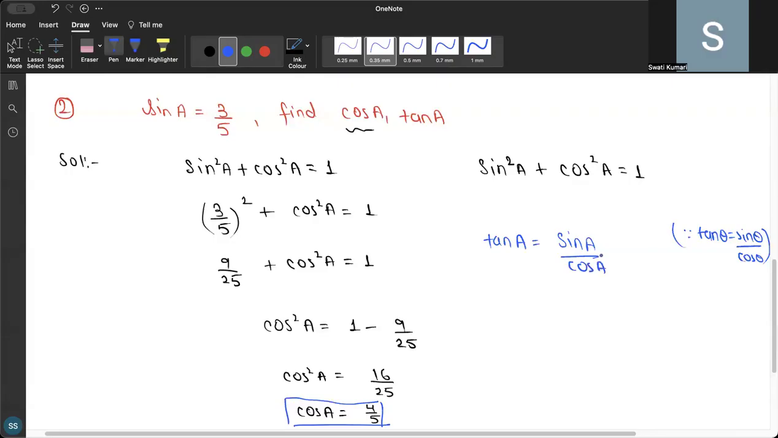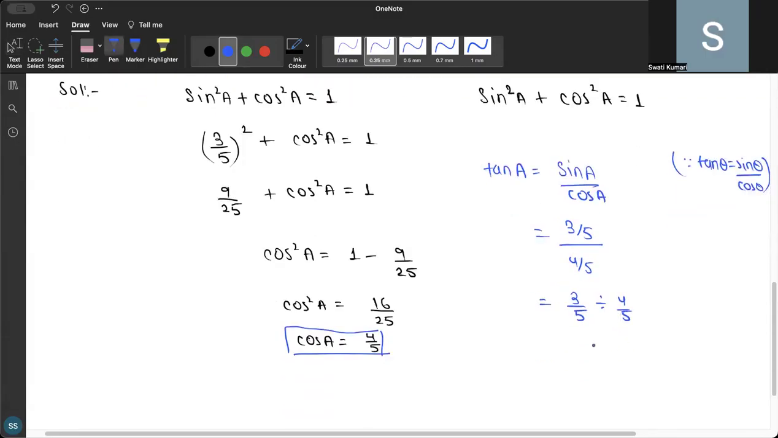Now we already have the value for sin A, which is 3 by 5. And for cos A, we have got 4 by 5. So we have 3 by 5 divided by 4 by 5. If you simplify this, it will become 3 by 5 times 5 by 4. 5 will get cancelled and we get 3 by 4.